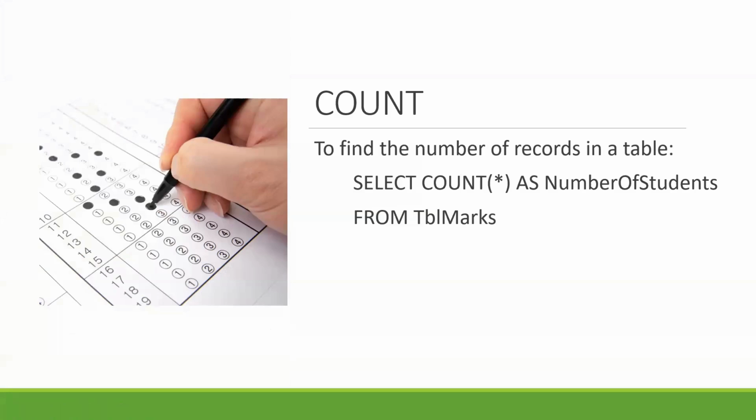Count does not look at the data. It just looks at the numbers of rows in the table. So to find the numbers of records or rows in a table, select count brackets star as number of students from table marks. That will tell you how many records there are in the table. You could also put a where clause and say where grade equals 10 and only count the grade 10s, for example.